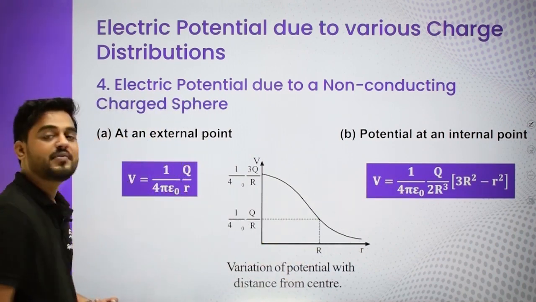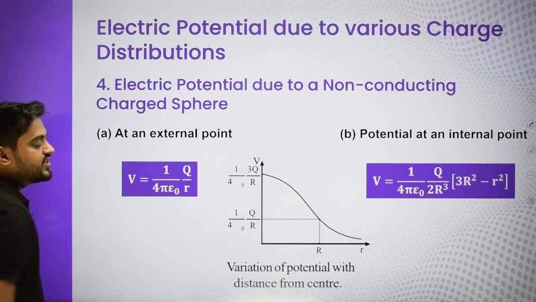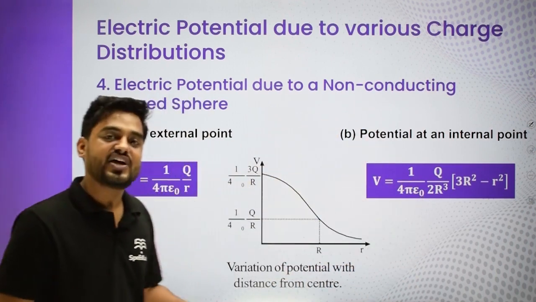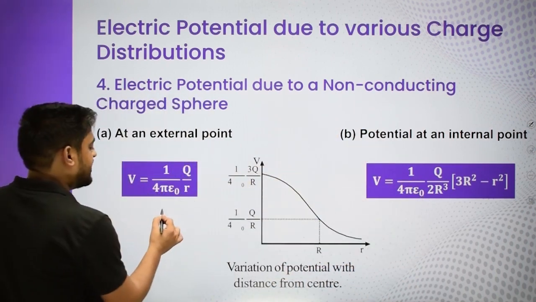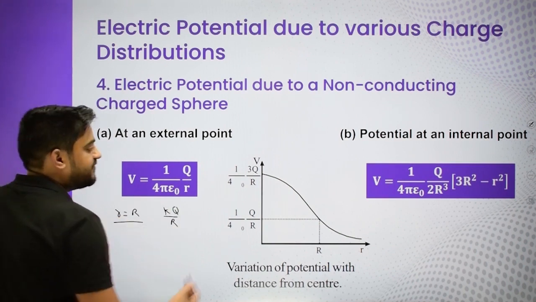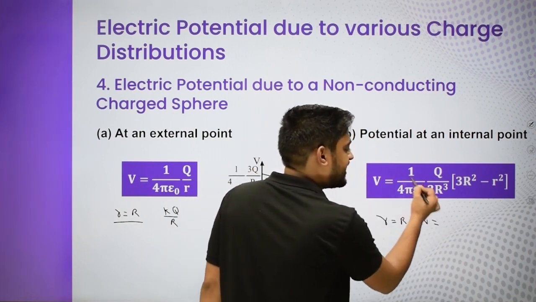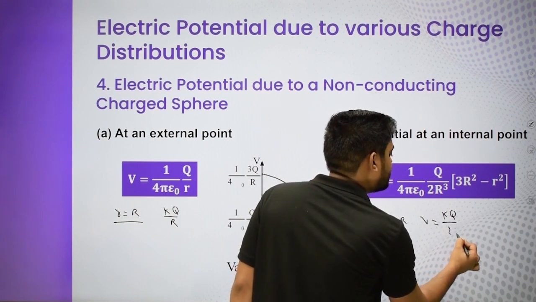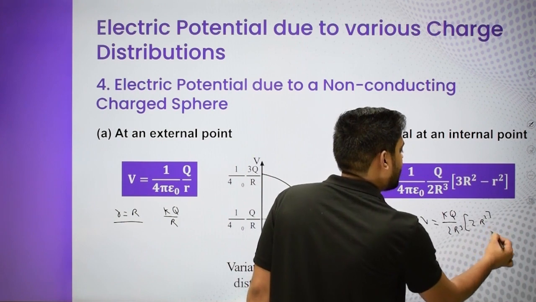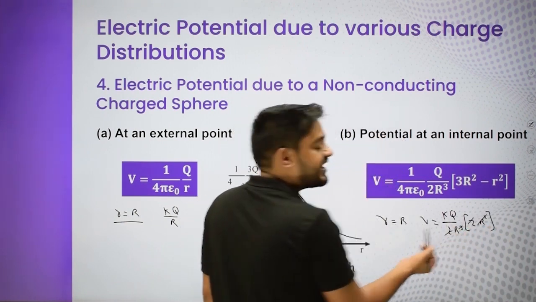What if I am talking about the surface? So there are some important points. First is the surface. This surface can be treated as an internal point as well as an external point. Let's just check whether the graph is continuous or not. Here we get kq by r if we put small r equal to R. And if we put small r equal to R over here, then what do we get? V is equal to, this is k q by 2r cube, and 3r square minus r square is 2r square. Again I am putting small r equal to capital R. So 2 and 2 are gone. This is gone. So we are just getting kq by r.